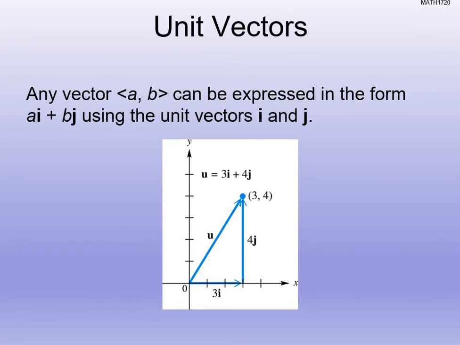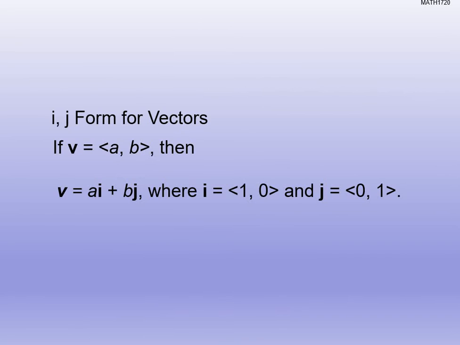So if we look at the vector here, we can say u is 3i plus 4j. It's really just a simple way of writing the vector differently. The unit vector is going to be important in linear algebra, when you have things like the unit matrix. So that's the ij form of the vector. It's just a matter of rewriting them in unit form.